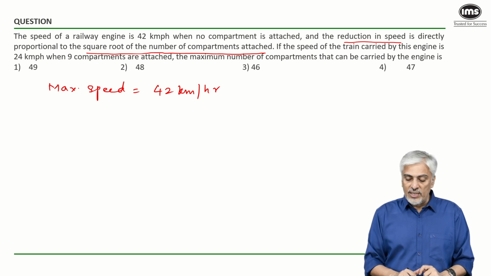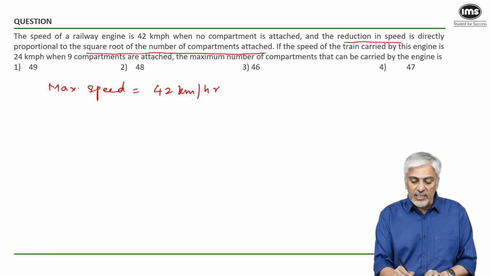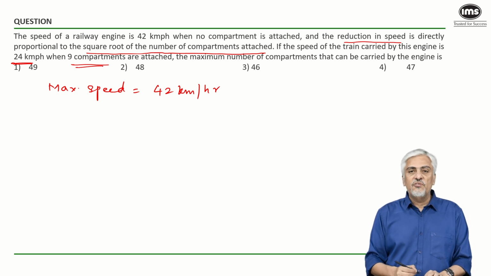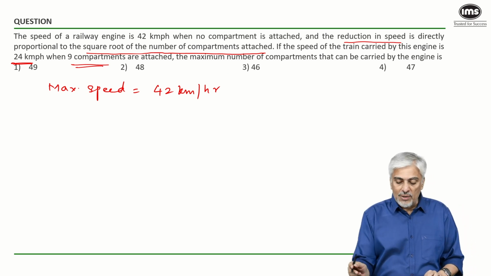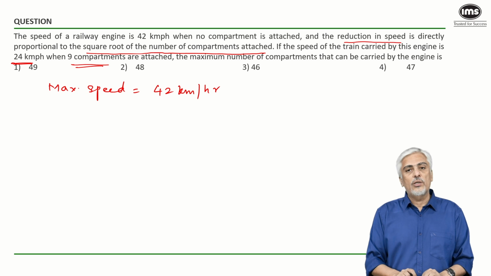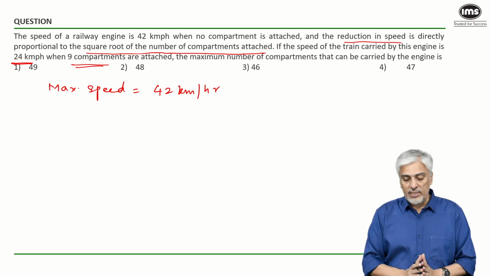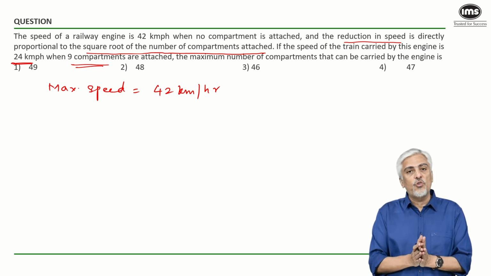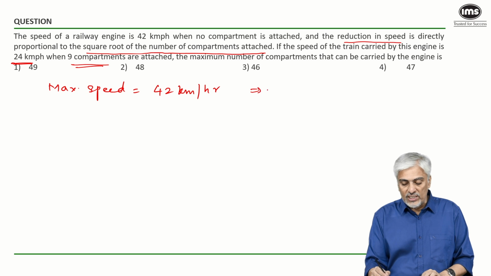If the speed of the train carried by this engine becomes 24 when 9 compartments are attached, find the maximum number of compartments that can be attached. Okay, pretty interesting. Pay attention carefully. Maximum speed is 42 and at that time the compartments attached are 0.